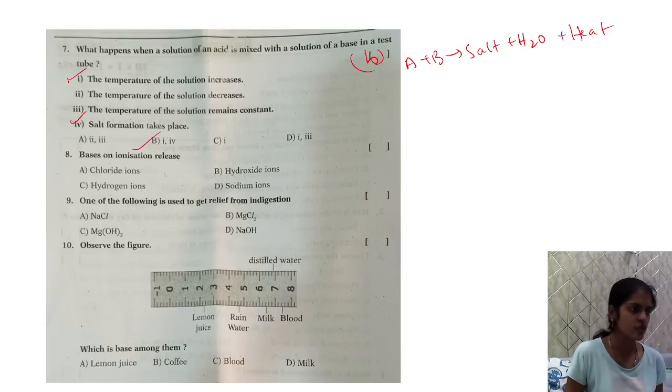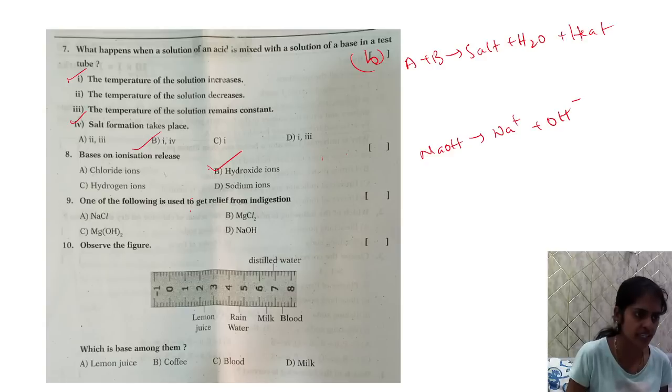Okay. Bases on ionization release what? Okay. When you ionize the base, what is released? So hydroxide ions are released when you ionize the base. Suppose NaOH is there. If I want to ionize, I'll get Na plus and OH minus. Hydroxide ions are released. Okay, so option B is correct.